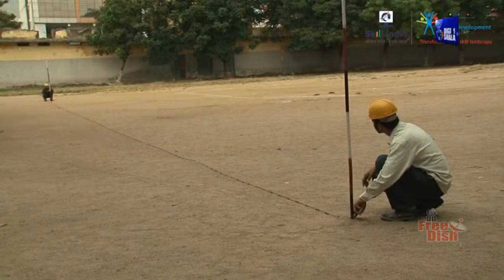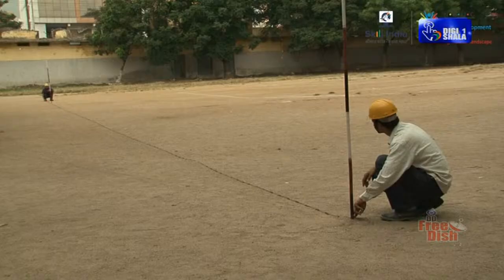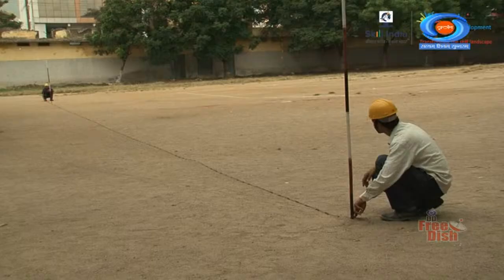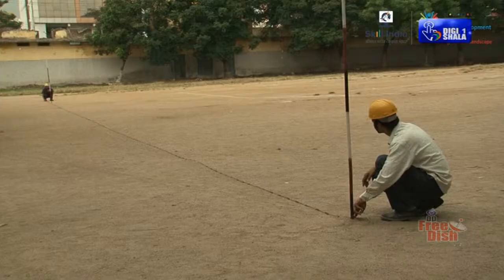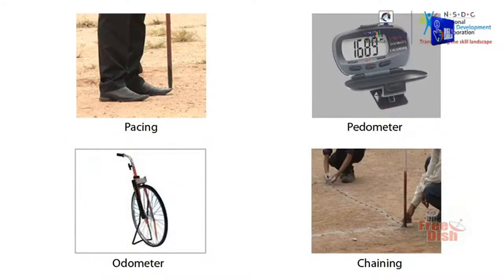So, remember, the chain is used for measurements that have a better degree of accuracy than the rough methods. Chains of lengths such as 20 or 30 meters are used in surveying. In this module, you have learnt that the different means of taking direct measurements are pacing, pedometer, odometer, and chaining.